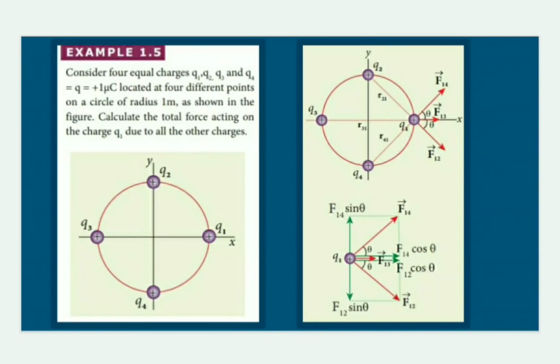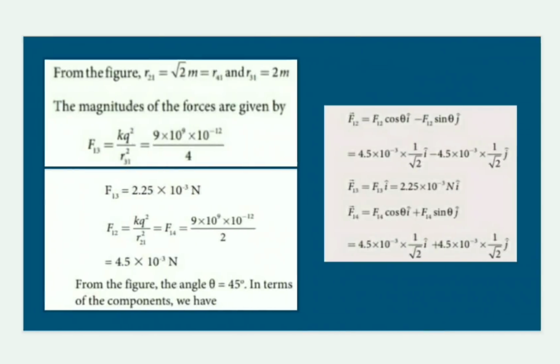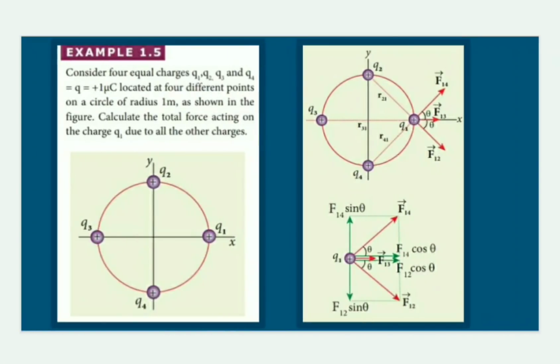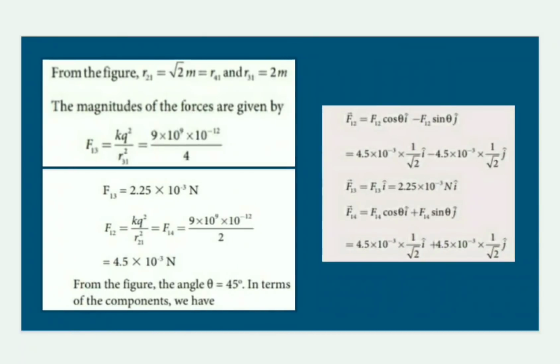So before that, I think you may understand why the R21 distance is given as 2 here. We have to apply the Pythagoras theorem over here, because the radius is 1 and 1. So 1 square plus 1 square will give you root 2. So while you are squaring it becomes 2, and that is why 2 over here. So it is 4.5 into 10 power minus 3 Newton.